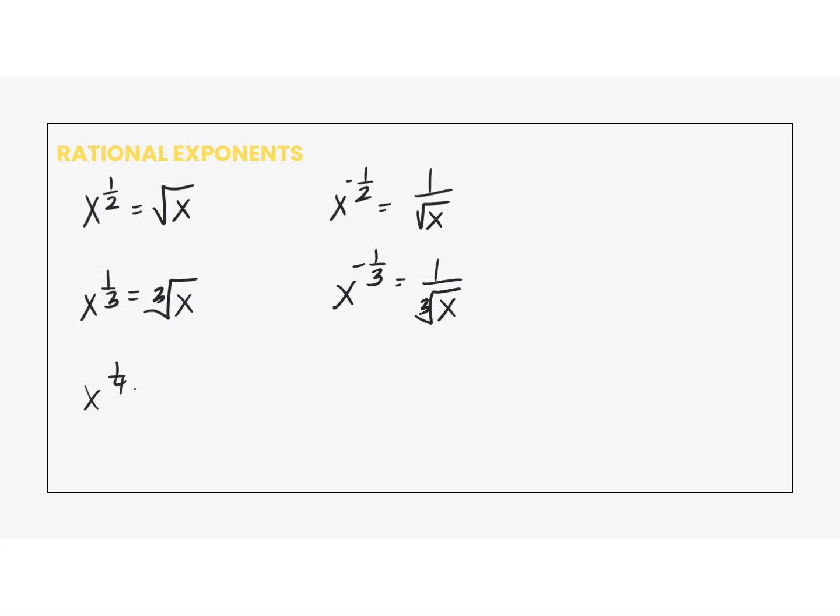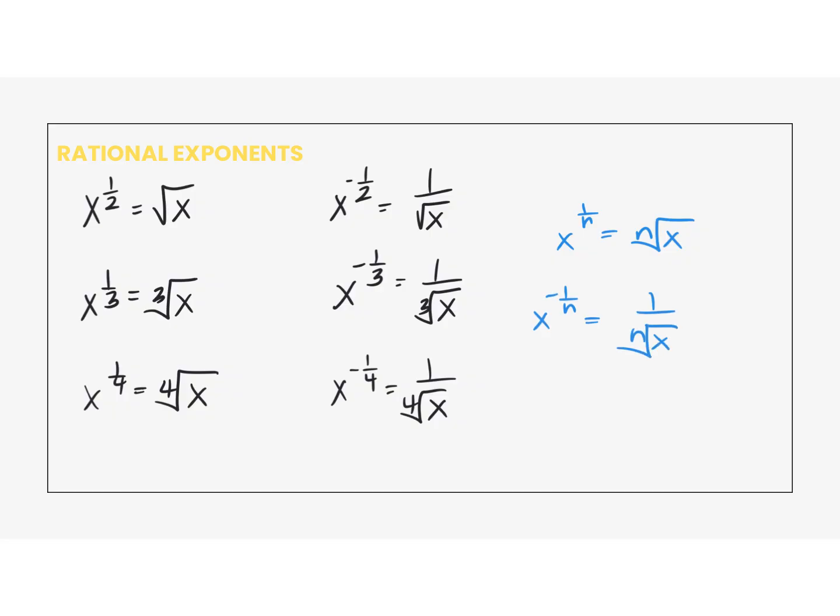X to the 1/4 would be the fourth root of x. X to the negative 1/4 would be 1 over the fourth root of x. Okay, so in general, we would say x to the 1 over n is the nth root of x. X to the negative 1 over n is 1 over the nth root of x. Okay, so there's your general situation.